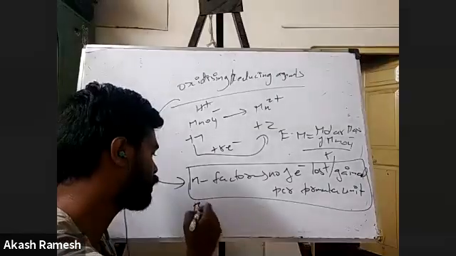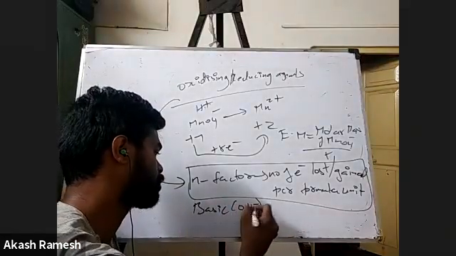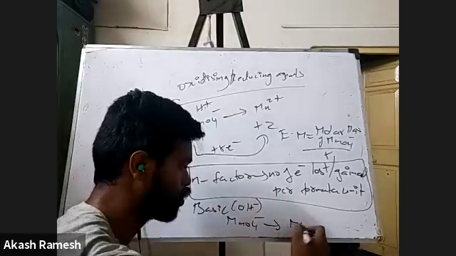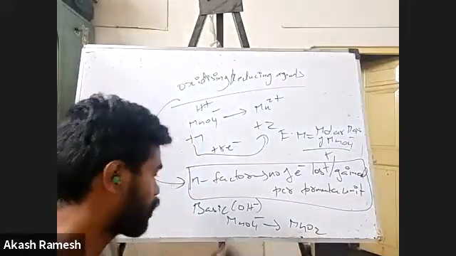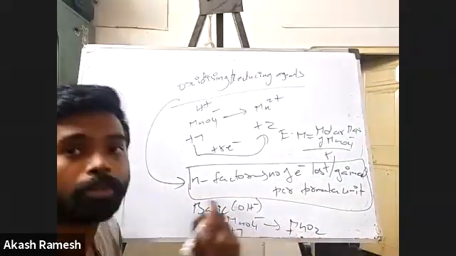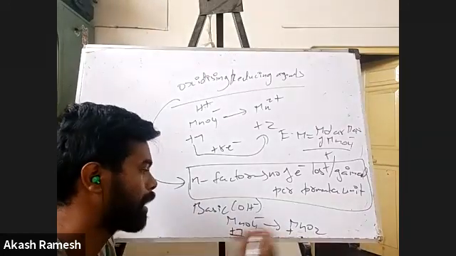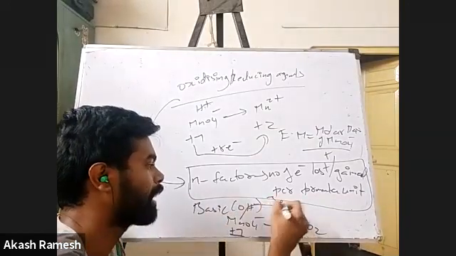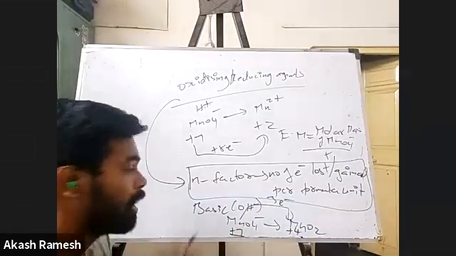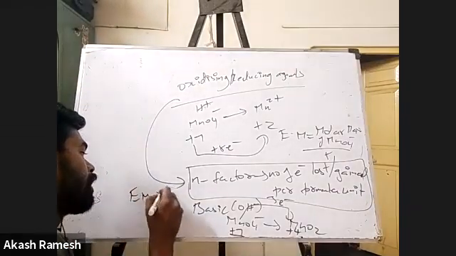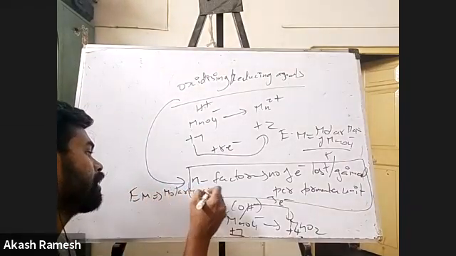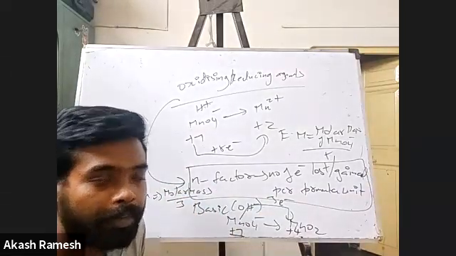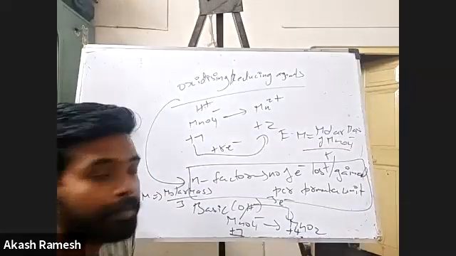Now, for example, in basic medium, if I have OH minus ions present, MnO4 minus will form MnO2. Here it is going to be +7, and here it will be +4 if you calculate the oxidation numbers. So you see here I'm going to have 3 electrons gained, right? So in this case, the equivalent mass is going to be the molar mass of MnO4 minus divided by 3, because 3 electrons are gained. So this is your equivalent mass of KMnO4.